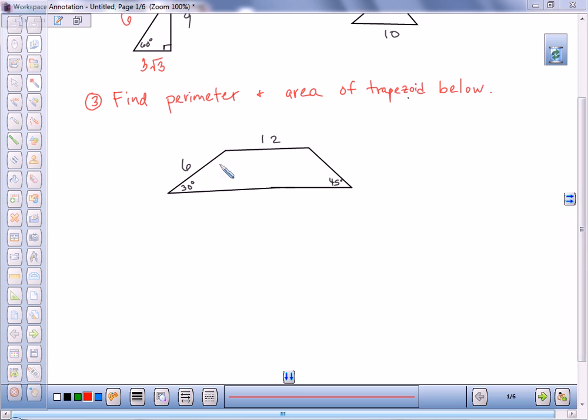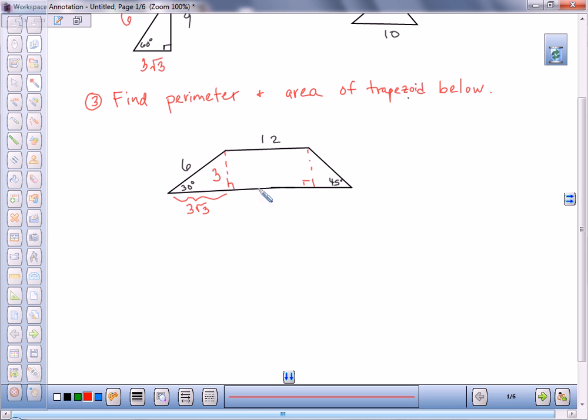This is a poorly drawn trapezoid, but what I would need to do is drop down some perpendiculars so that I create a 30, 60, 90 right triangle over here and a 45, 45, 90 on the other side. So this is my 30, 60, 90. If the hypotenuse is 6, then the short leg is 3, and the long leg is 3 roots of 3.